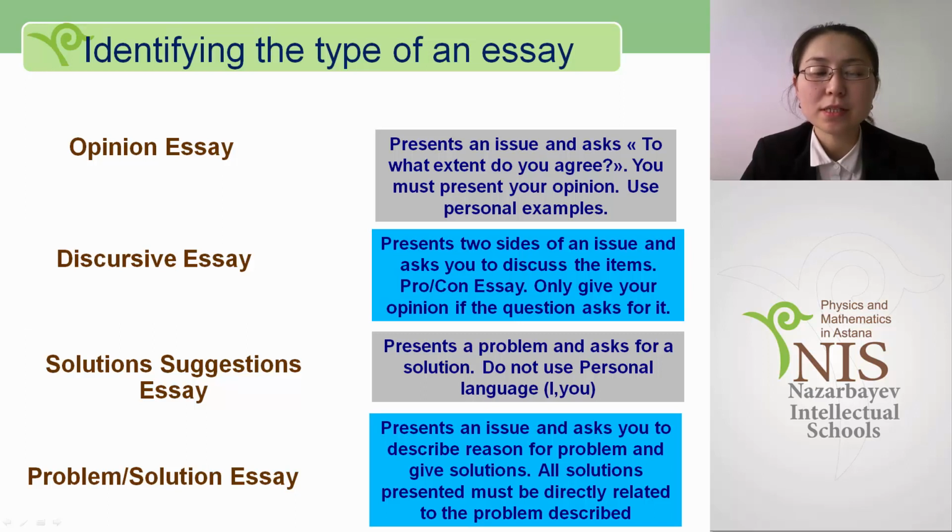The next type is solution suggestion essay. You present a problem and ask for a solution. You do not use personal language like I, you, and so on. And the last is problem solution essay. You present an issue, and this one asks you to describe reasons for the problem and give solutions. All solutions presented must be directly related to the problem described.